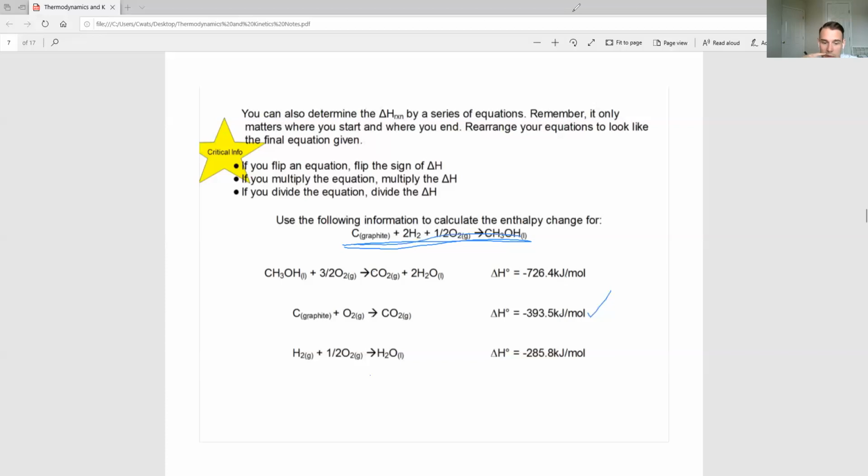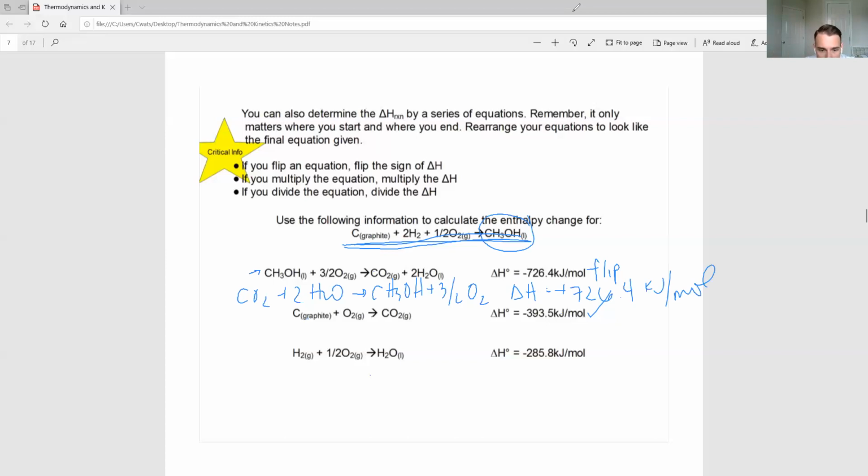Okay? Let's see what else only occurs in one of these equations. So I've got methanol, excuse me, right there. And I only have methanol right here. So you ask yourself, do I have the correct number? Is it on the correct side? I do have the correct number, but I need to flip this. And so what I'm going to do is I'm just going to rewrite it and flip it. Which makes my delta H now positive 726.4 kilojoules per mole.